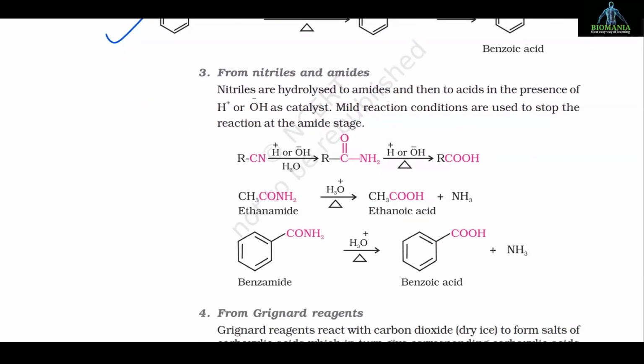Number 3. From nitriles and amides. Nitriles are hydrolyzed to amides and then to acids in the presence of H+ or OH- as catalyst. Mild reaction conditions are used to stop the reaction at the amide stage. Here you can see the reaction. RCN forms RCOOH, and the intermediate product is RCONH2. Then ethanamide, CH3CONH2, forms ethanoic acid plus NH3 on heating, and benzamide on heating forms benzoic acid, with H3O+ and NH3.